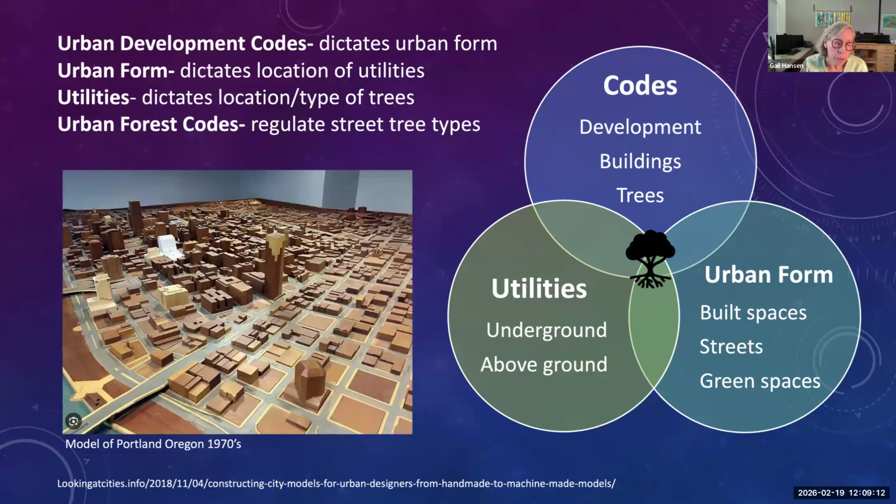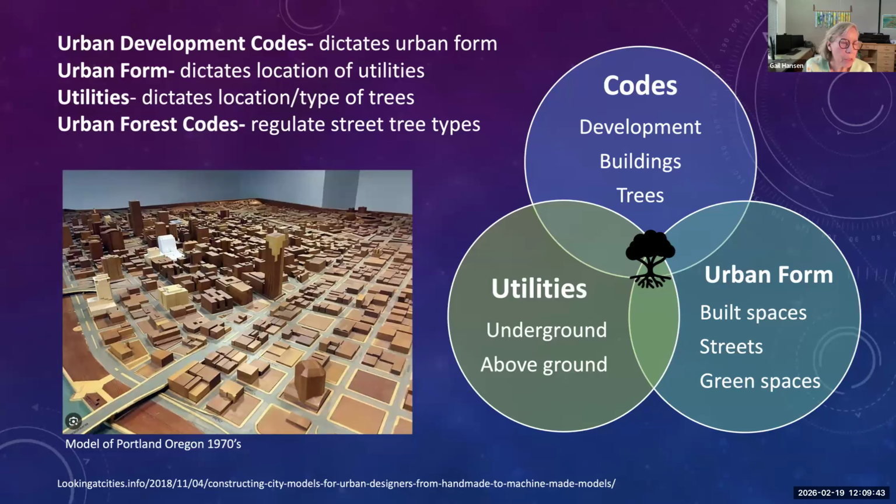And that's important with street trees or other trees in green spaces because you always have to be careful, of course, about what is underground. So the utilities basically dictate the location and type of trees that you can use. And then, of course, the last one would be if the city has urban forest codes or regulations to regulate street tree types or spacing and stuff like that.